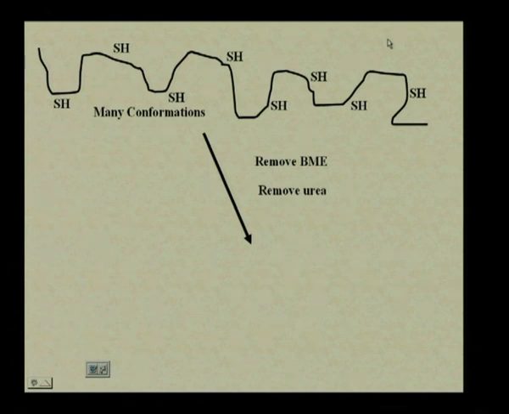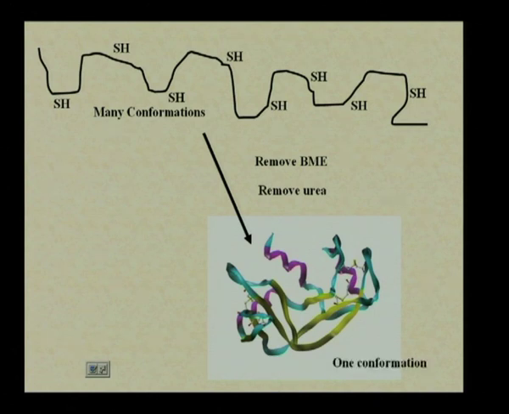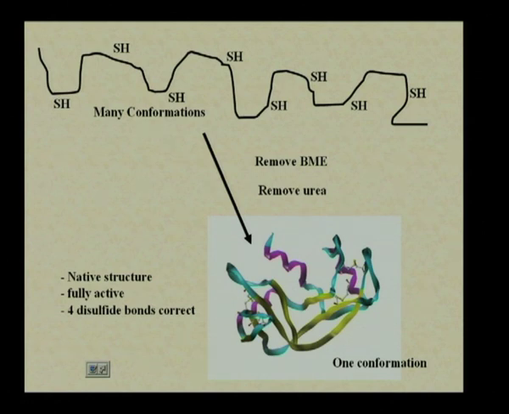So, what am I doing? I am allowing the formation of SS linkages. I am allowing the protein to refold. Okay? In doing so, it is found that it forms the exact same structure that was there before. What is this structure? It is exactly just one conformation. Okay? And what is this? It is the native structure of the enzyme that is fully active, with the 4 disulfide bonds correct to what was there in the original protein.